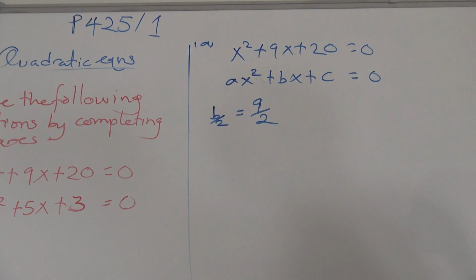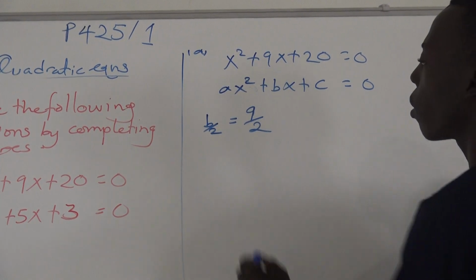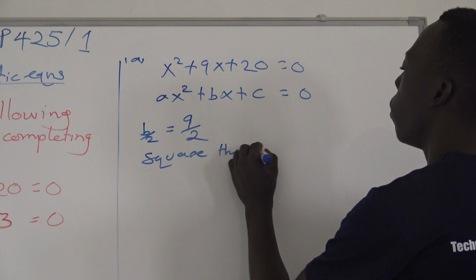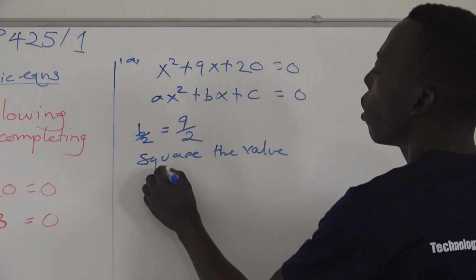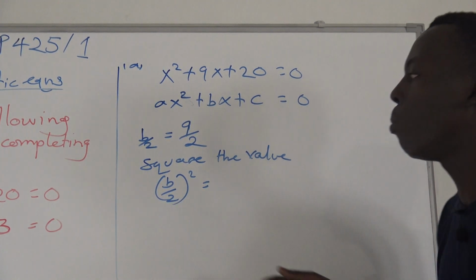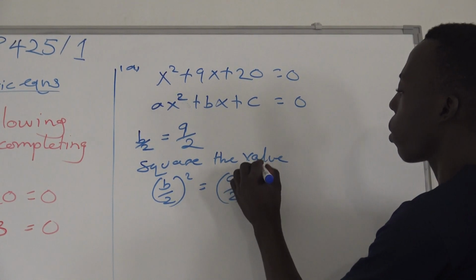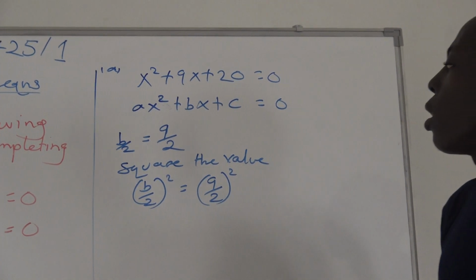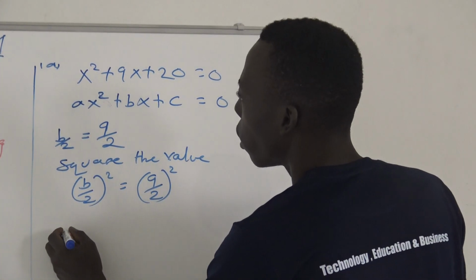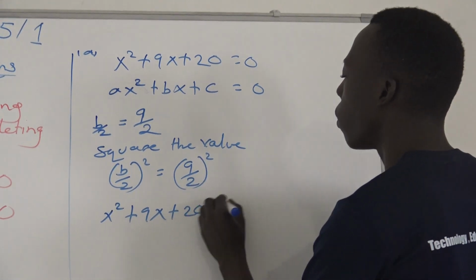After dividing by 2, we say again, square it. So we are going to square the value. This one will now be b out of 2 squared, which is the same as 9 out of 2, the whole thing squared. We said when you reach this step, you come back to the equation which they gave us, which is x squared plus 9x plus 20 equals 0.